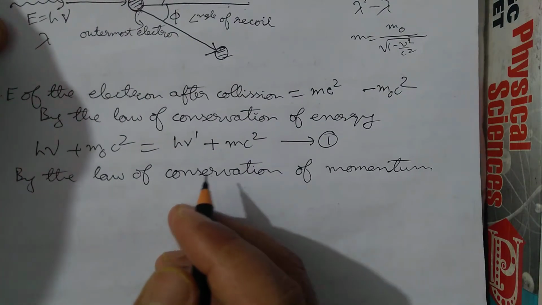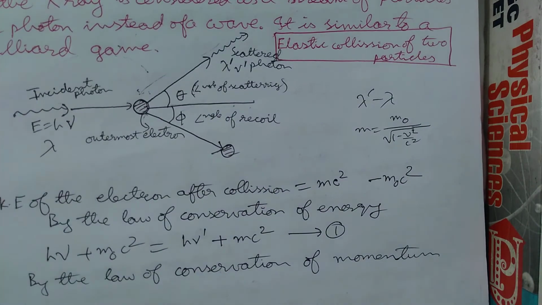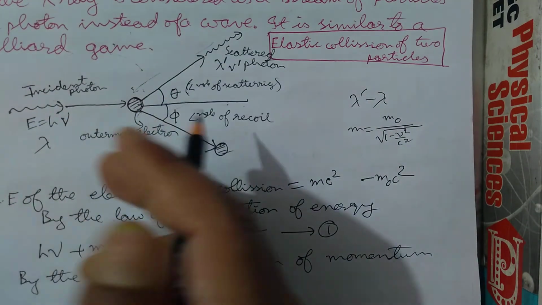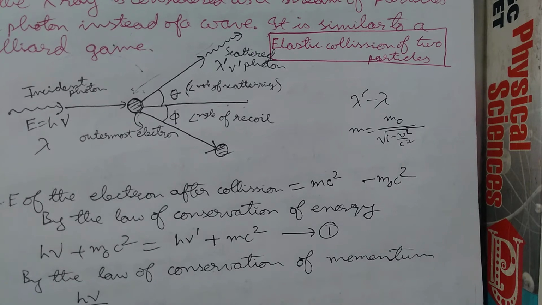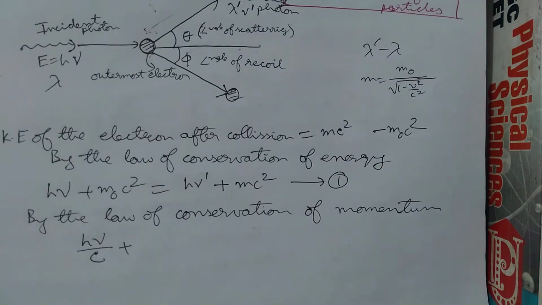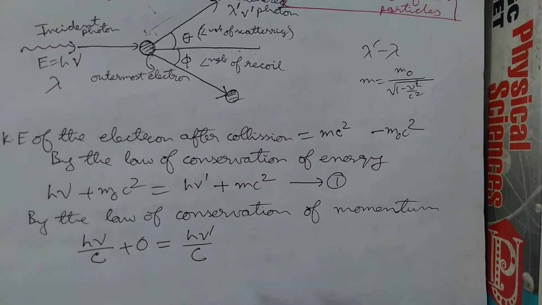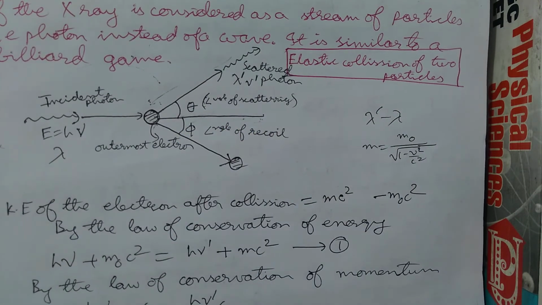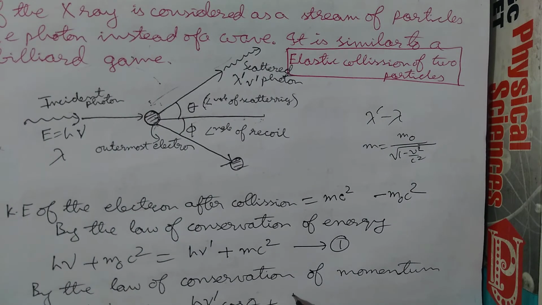So by the law of conservation of momentum, first let us take the component along the direction of the incident photon. Before collision, the incident photon energy is h nu, so the momentum will be h nu by c, plus the momentum of the electron, which is at rest, so 0. This is equal to h nu prime by c, the momentum of the scattered photon, and its component along the direction of the incident photon, that is h nu prime by c into cos theta, plus the momentum of the electron.